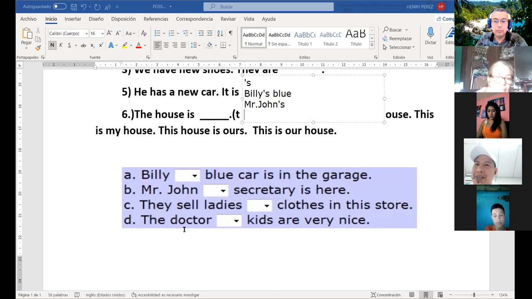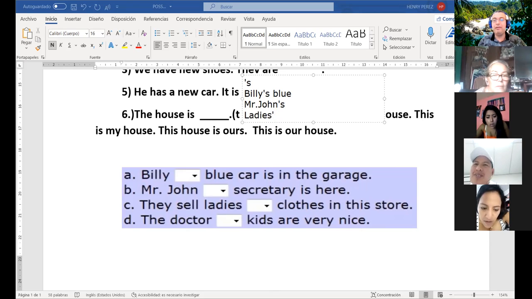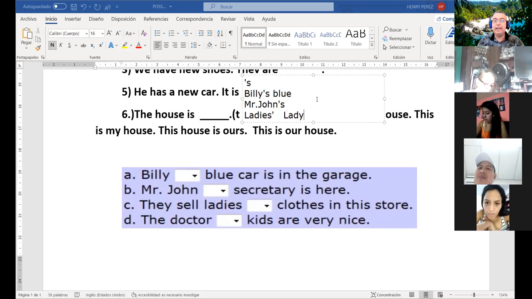They sell ladies' clothes in the store. Okay, ladies. ¿Le ponemos apostrophe S o nomás apostrophe? Only apostrophe, porque es plural. So, estamos hablando de ropa de mujer, de dama, de damas. Esta es la palabra cuando uno dice ladies en plural, damas. Lady. Así se significa la palabra lady or ladies. En singular, para que lo sepan, se escribe así: lady con Y. Lady, esto significa dama.